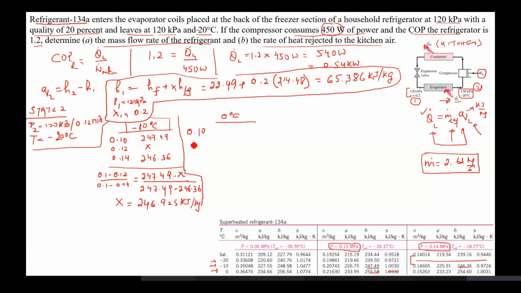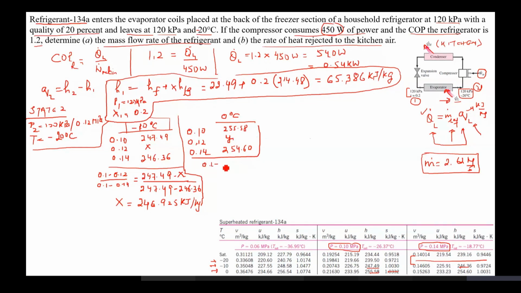So 0.10 again, 0.12 and 0.14 megapascal. For 0.10 at 0 degree centigrade, the enthalpy value is 255.58. For 0.12, you don't have any value. For 0.14, you assume it y. So at 0.14 megapascal, you have the value of 254.60. Now with this, you'll do the interpolation again.